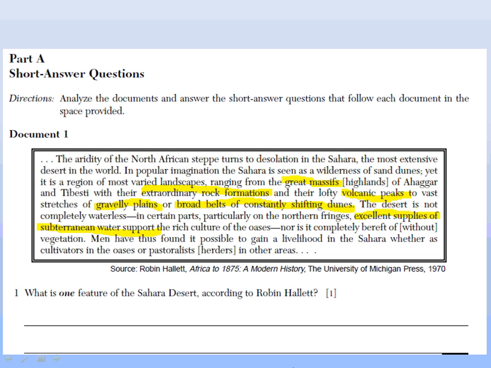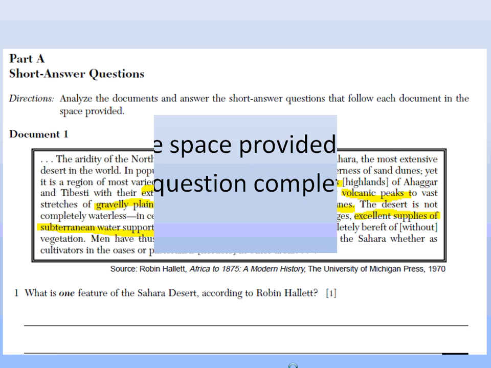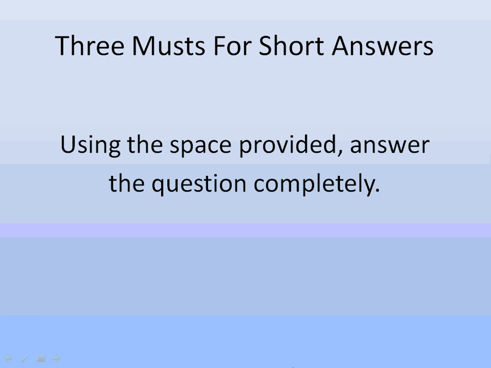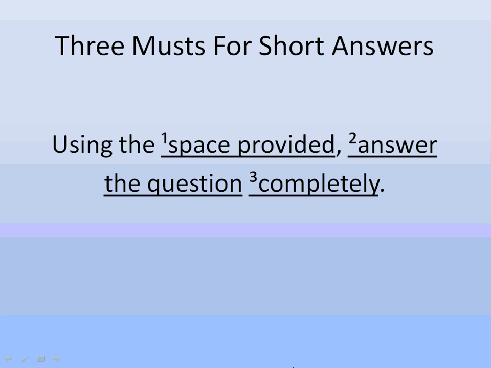Let's take a look at 3 things you have to do for short answer questions. These are 3 musts for short answers. You must use the space provided, answer the question completely. This is a good phrase for you to memorize. Using the space provided, answer the question completely, because it shows you all 3 of the things you must do for short answers. You must use the space provided.